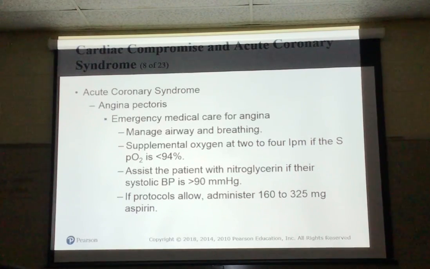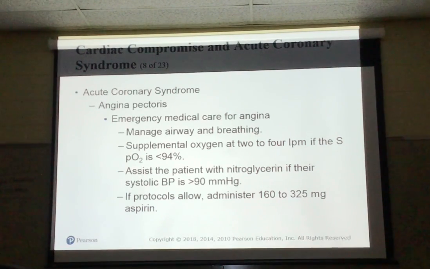Okay? What are we going to do for these people? If they have a prescribed nitroglycerin and their systolic blood pressure, which number is that? The top or the bottom? The top number. Okay, if their systolic blood pressure is greater than 90 millimeters of mercury, place them in a sitting or lying position and administer the nitroglycerin tablet or spray. We're going to talk about nitroglycerin here in a few minutes, okay?